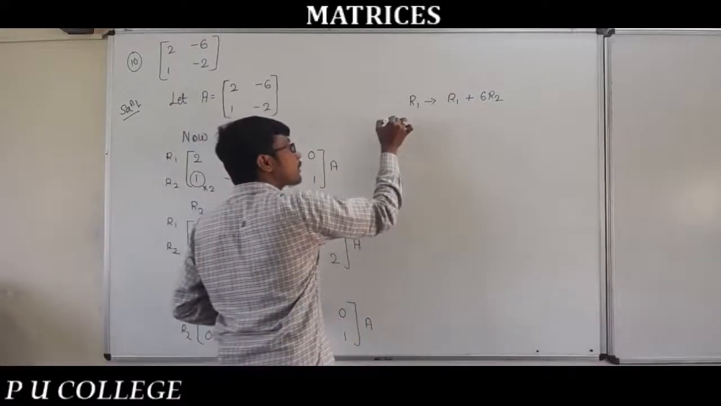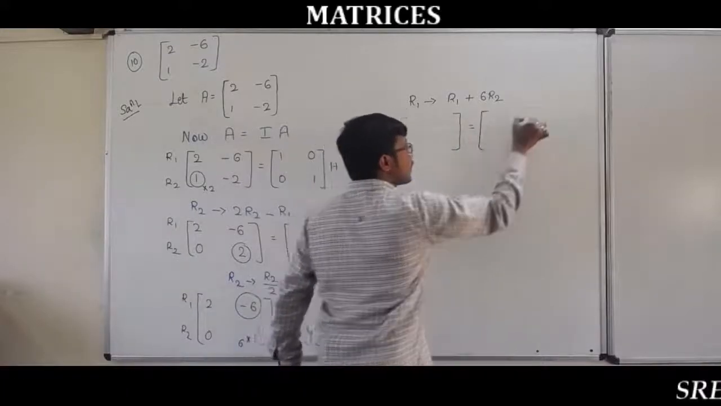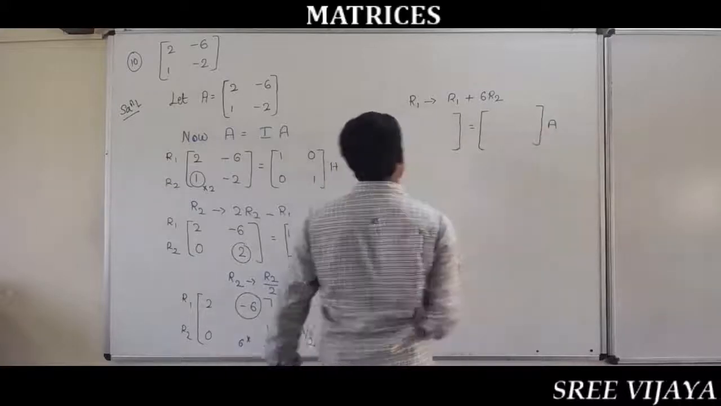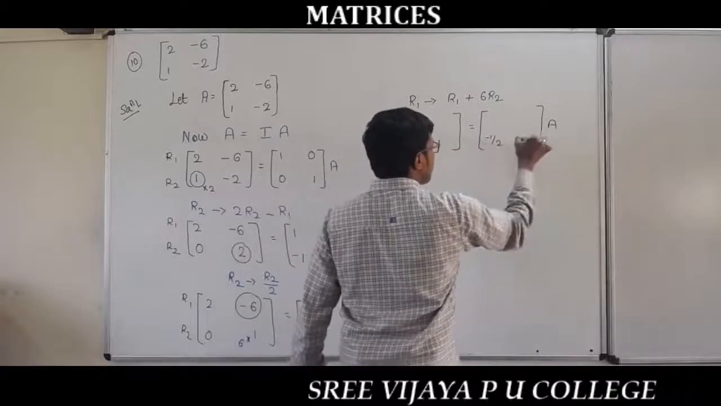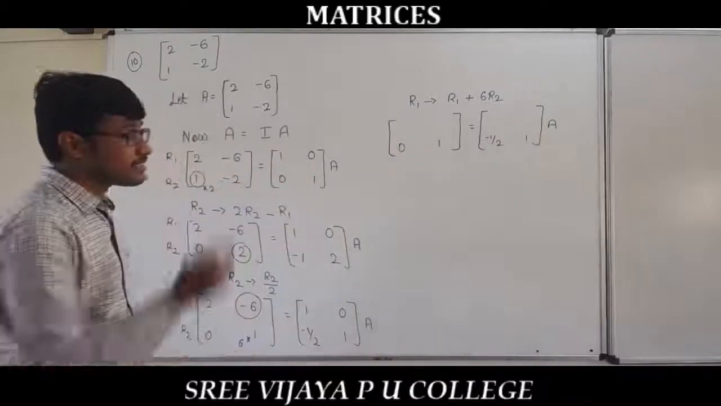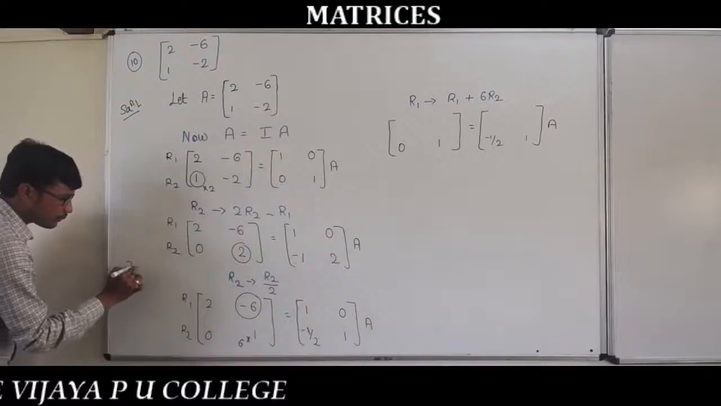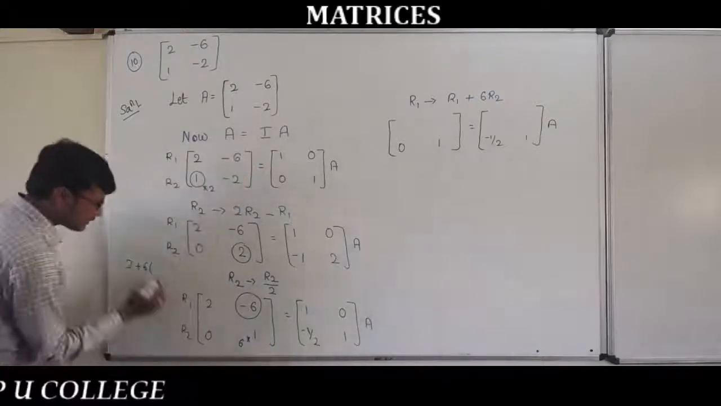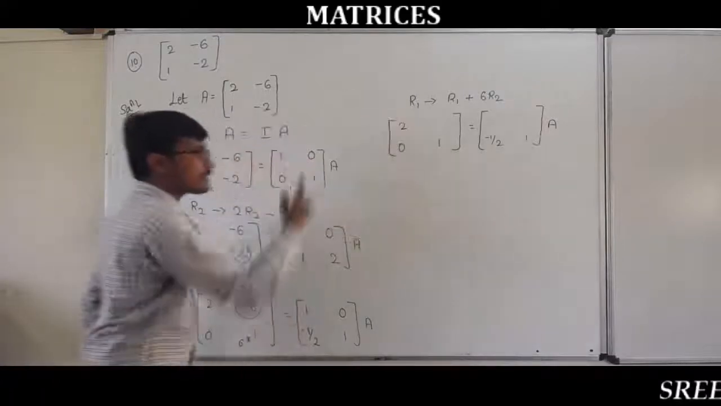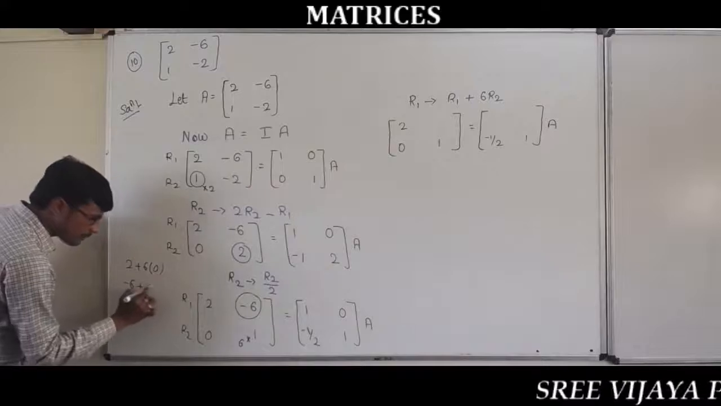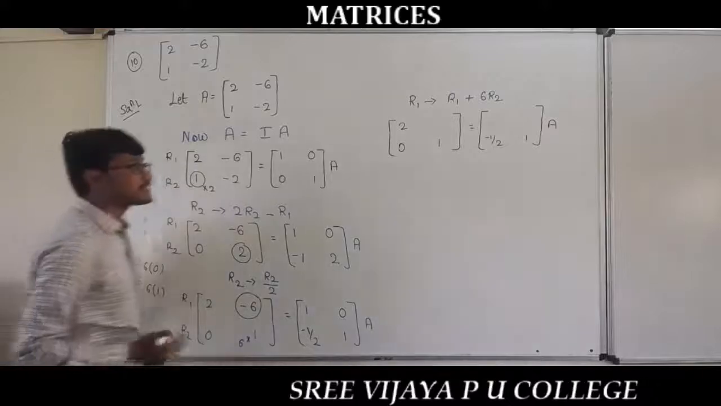Let's see whether the 0 will come or not. According to this, R1 will change and R2 will be as it is. First of all, complete that R2: 0, 1, minus 1 by 2 and 1. Next, R1 can be changed as R1 plus 6 R2, right? R1 is 2 plus 6 times R2 is 0. 6 into 0 is 0. 2 plus 0 is 2. Next, R1 is minus 6 plus 6 times R2 is 1. 6 into 1 is 6. So minus 6 plus 6 is 0.